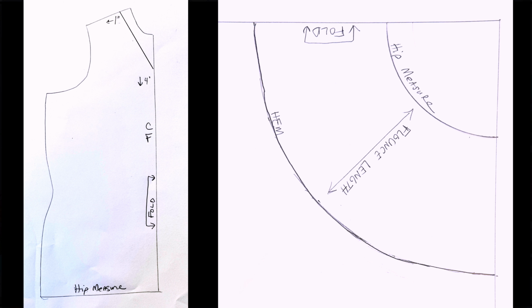So not too many modifications. The more difficult part of this is just doing the calculations for the flounce, but I didn't make too many changes to my basic knit sloper for this dress. And you can see here the final look, and I think it's quite beautiful, and it's very comfortable, and I love it.